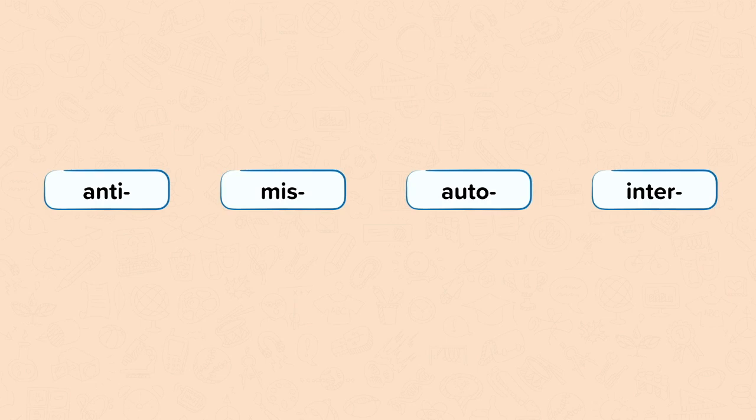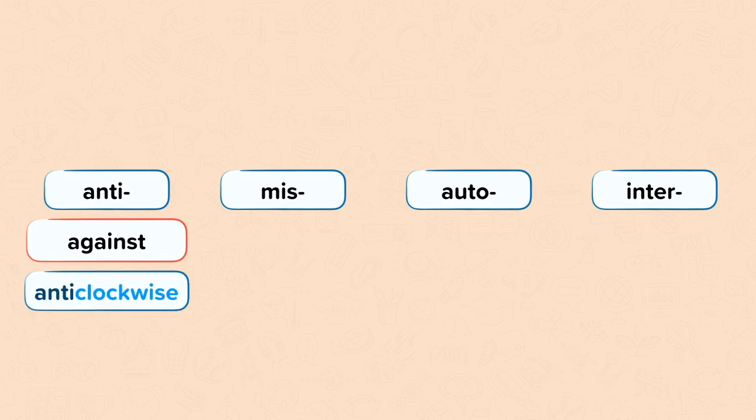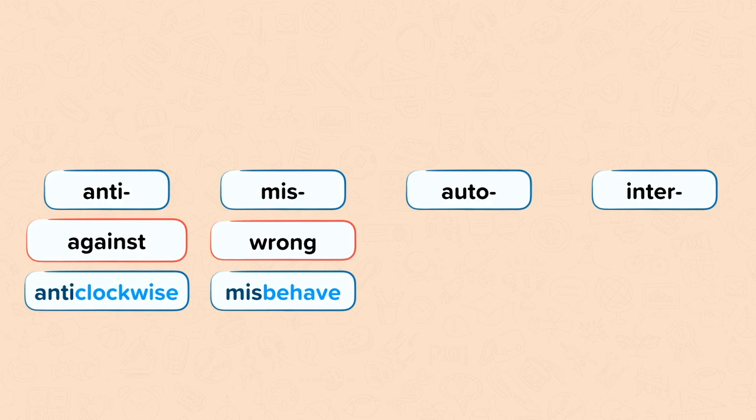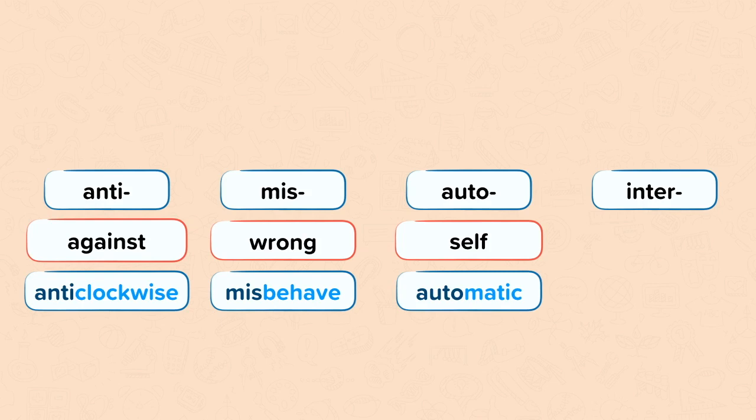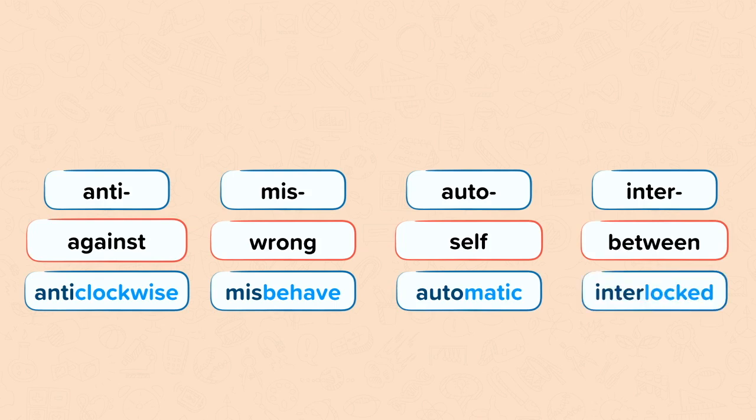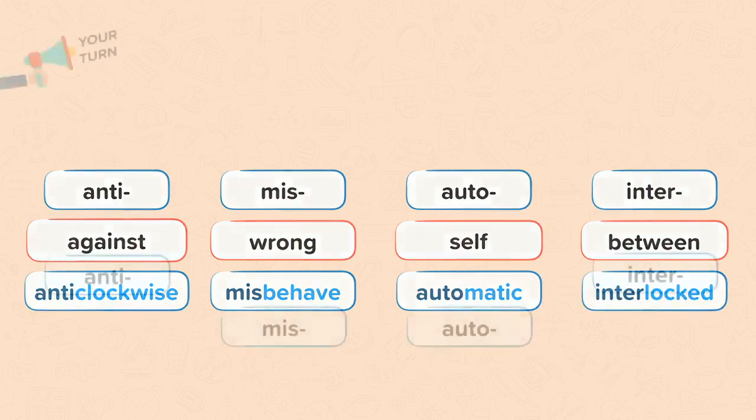Now let's have a look at some more prefixes. We'll start with anti. Anti means against. So anti-clockwise means it's going in the opposite direction. Now miss, so this often means wrong, and an example here we've got misbehave. Auto means self. The word automatic often means that something will control itself. And then we've got inter, which means between, and we've got here the example interlocked.